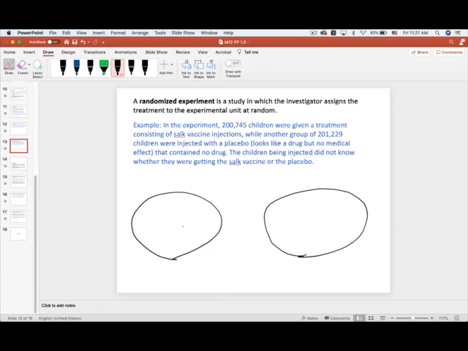Okay, starting from here, this is all about definitions. First one, a randomized experiment is a study in which the investigator assigns the treatment to the experimental units at random. Randomly separate into 2 groups of children, and this group has 200,745 children. And this group, we have 201,229 children. Okay, and for this group of children, we're going to give them a treatment. They're going to receive the Salk vaccine.